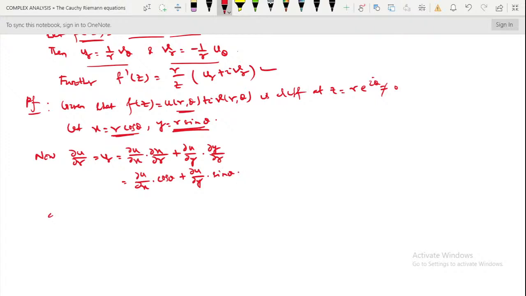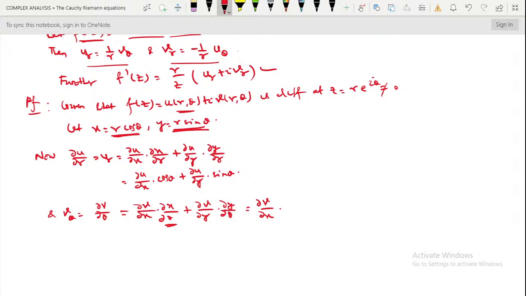Then what is v_θ? v_θ is ∂v/∂θ, which can be written as ∂v/∂x times ∂x/∂θ plus ∂v/∂y times ∂y/∂θ. Since x equals r cos θ, ∂x/∂θ equals r times the derivative of cos θ, which is minus r sin θ. Then ∂v/∂y times ∂y/∂θ, where y equals r sin θ, so ∂y/∂θ is r cos θ.